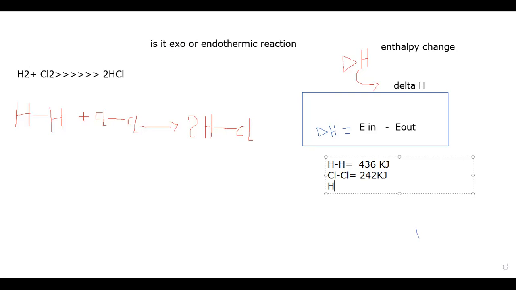The value of H bond Cl equals 431 kilojoule. Someone may ask me a question: Mister, do I have to memorize this value? No, no. This value will be in the exam. With each question, the examiner will give you the value of each bond. That's okay?